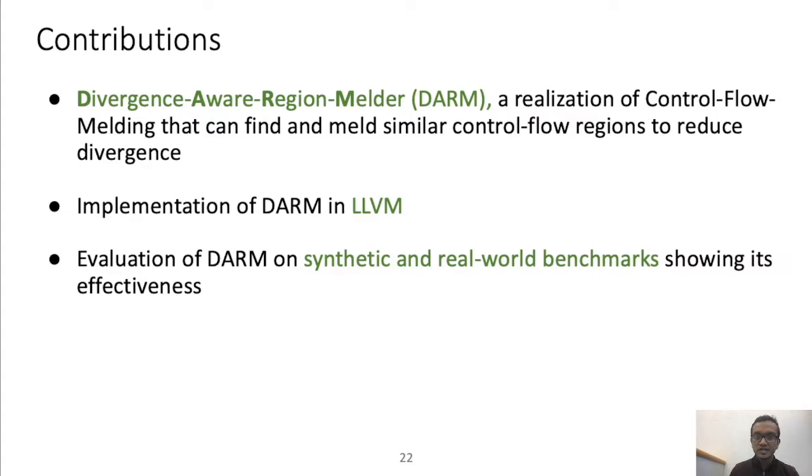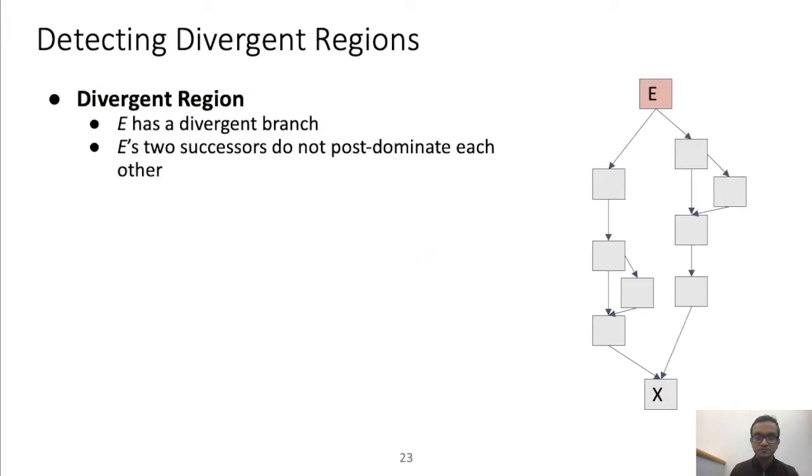We propose divergence-aware region melder, DARM, that can find and meld similar control flow regions to reduce control flow divergence. We provide an implementation of DARM in LLVM, and we evaluate DARM on a set of synthetic and real-world benchmarks to show its effectiveness. First step of DARM is identifying divergent regions.